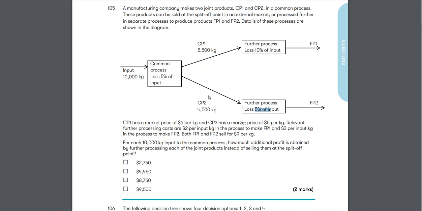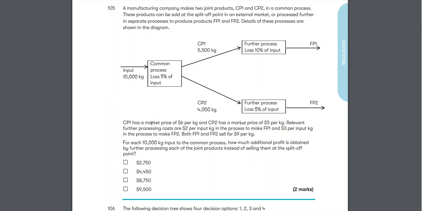So for further processing decision, we are looking at the incremental benefit that we are earning and the cost that we are incurring. So for the incremental benefit, we just look at the price without further processing, the price after further processing, and the additional cost of further processing. Usually we don't look at this cost because they are not relevant.